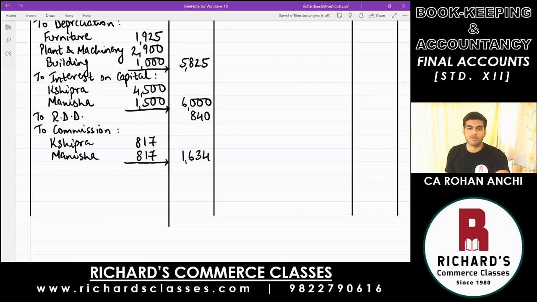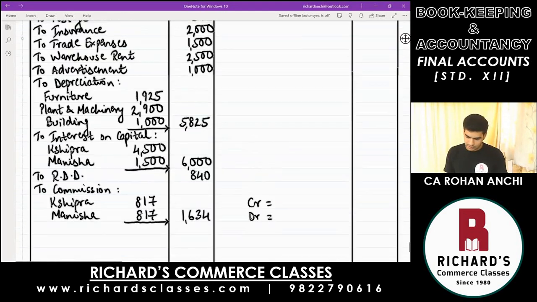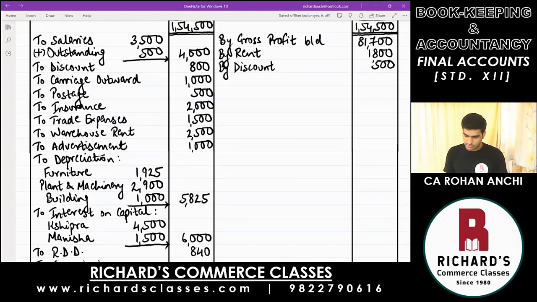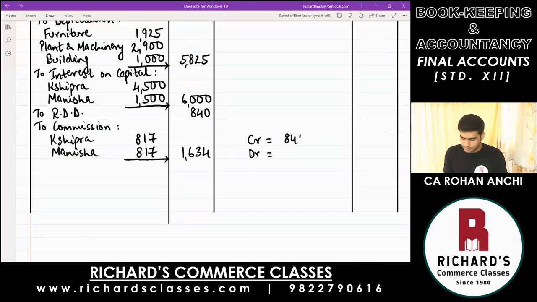Now we can close profit and loss account also. Same process, find out what is the credit side total and what is the debit side total. Add up carefully and tell me. Credit side is 84,000. Okay. Debit side, more items are there. Add up carefully. Is it 17,599? I've written it here. Please check everyone and tell me whether it is correct.